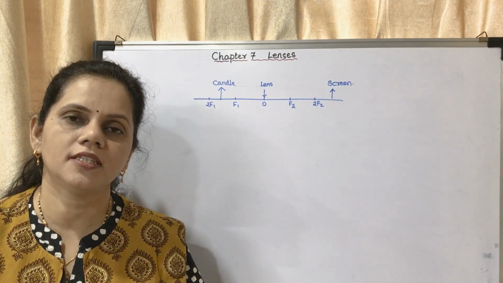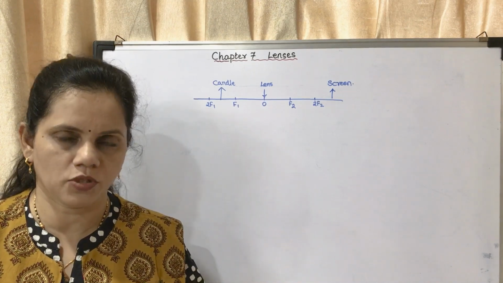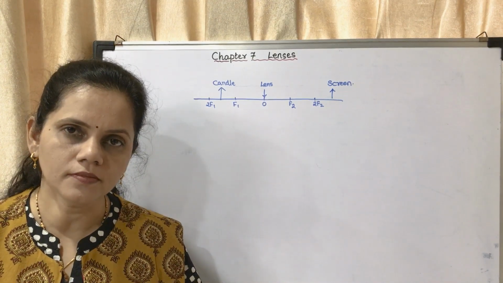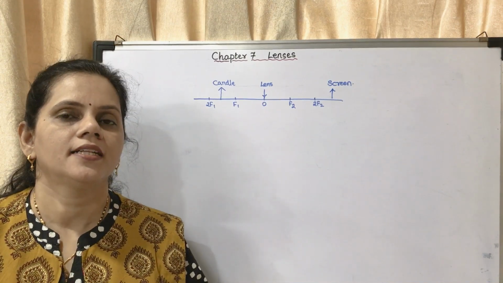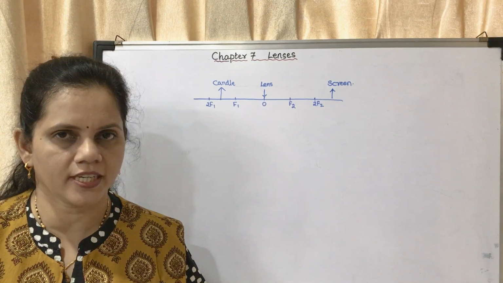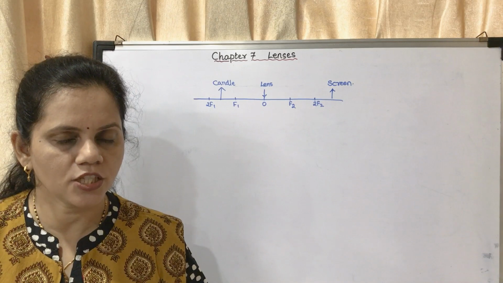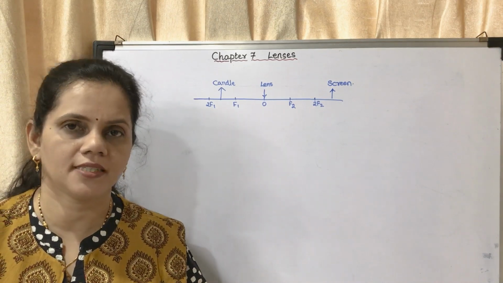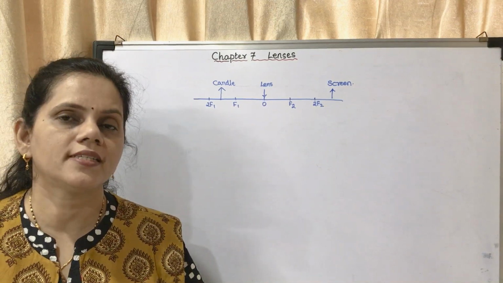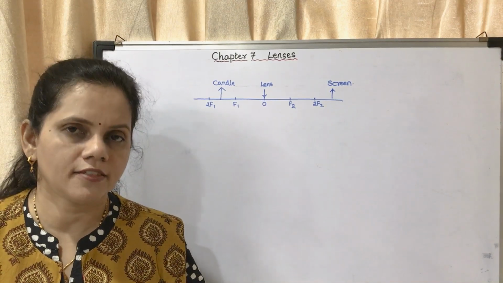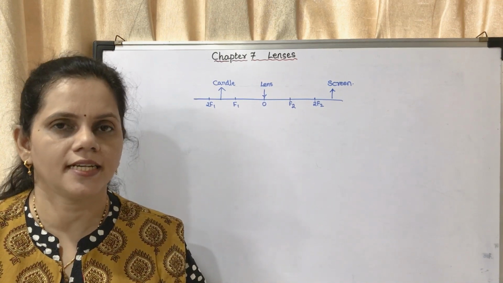Then we studied the three rules which have to be followed while drawing ray diagrams. What were the rules? When the incident ray passes parallel to the principal axis, the refracted ray passes through the focus. That was the first rule. Second rule, when the incident ray passes through the focus, the refracted ray passes parallel to the principal axis. What was the third rule? When the incident ray passes through the optical center, it goes straight without changing its direction.